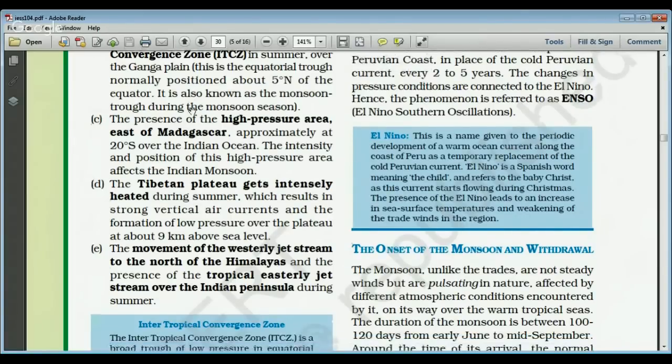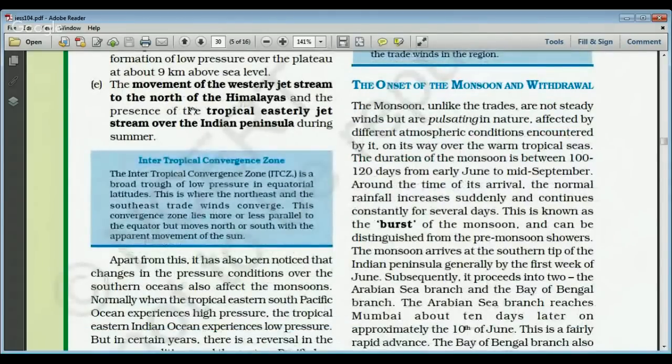See the onset of the monsoon and the withdrawal. Monsoon winds are not steady winds but are pulsating in nature, and they are affected by various atmospheric conditions encountered on their way over the warm tropical seas. And the duration of the monsoon is around 100 to 120 days, and it usually happens from early June to mid September.